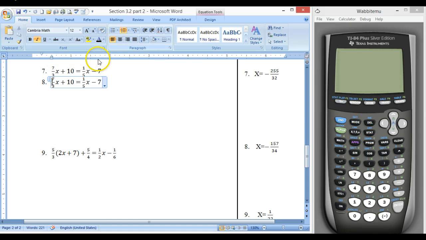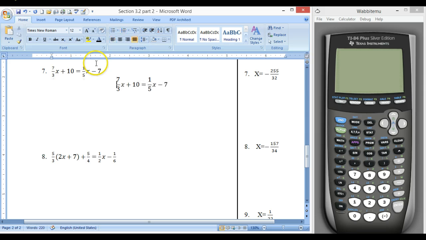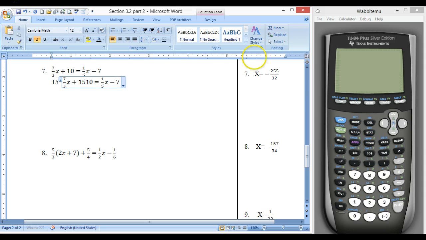Okay, so my least common denominator is 15. And I times it to every single term. 15 times. So over here, unlike the previous examples, it doesn't just cancel out. I'm left with something else.